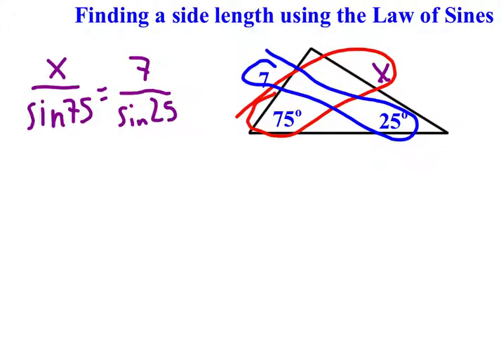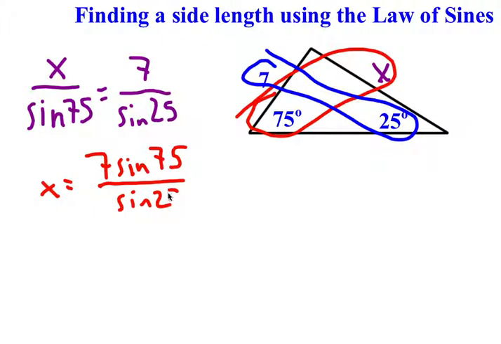If I then multiply both sides by sine 75, that'll get my x by itself, so I end up with 7 times the sine of 75 divided by the sine of 25.